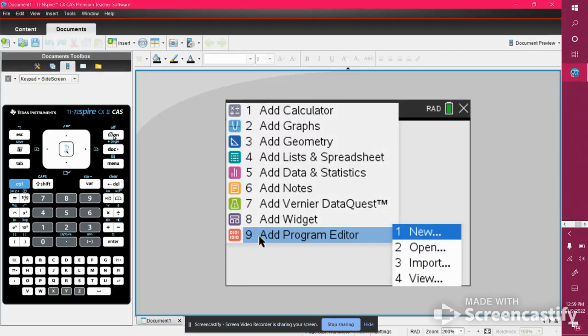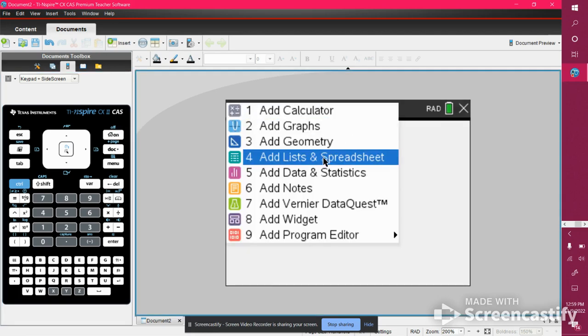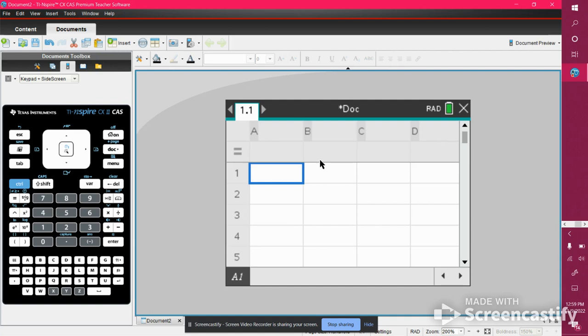Okay, so in our calculator, we're going to go to New, Lists and Spreadsheets. The first thing we need to do in our lists and spreadsheets is go up to A and put X, B and put Y. And now I'm going to list all of my data.